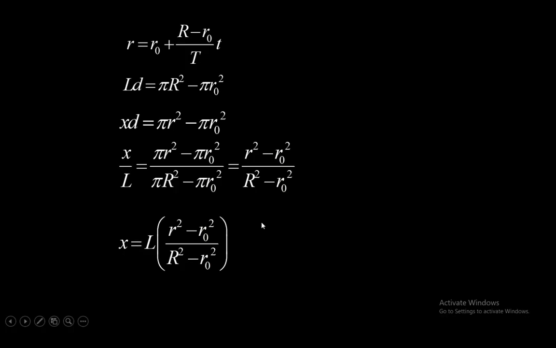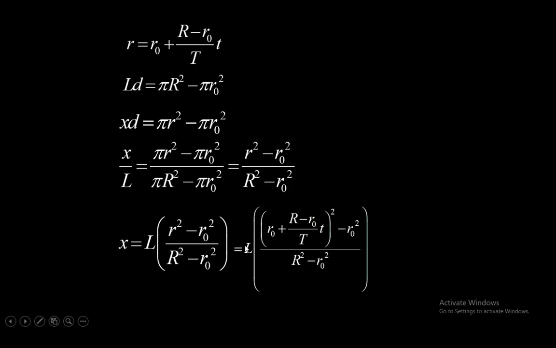And now, since time is given in the question, we can first find the value of r in that time, and putting the value of r here, we can find the length x that is wrapped in that time. So simply put the value of r in terms of time and then solve it to get the length of tape which is wrapped in time t. Okay, hope you enjoyed it.